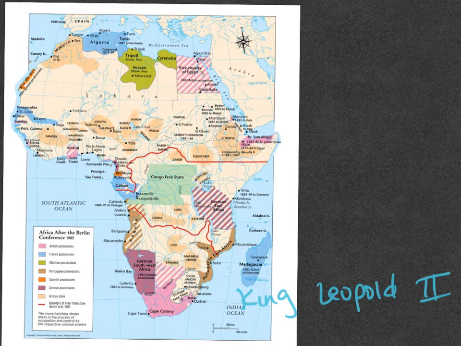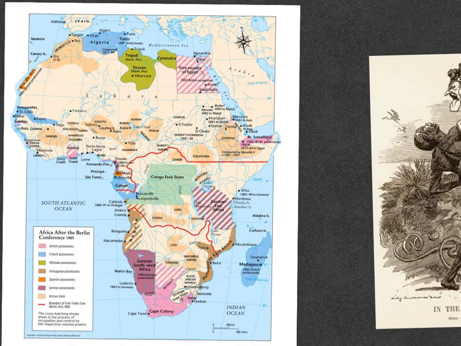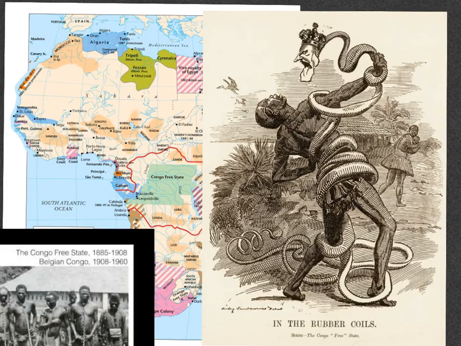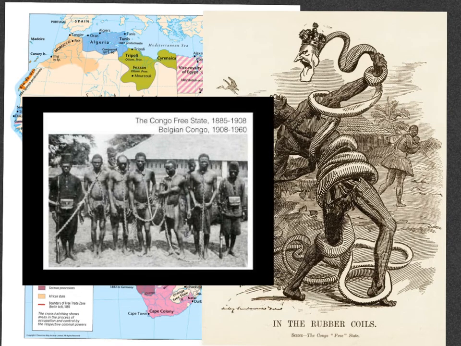Without any oversight and never bothering to actually set foot there, King Leopold's rapacious rubber collecting policies and outright greed resulted in the deaths of millions of Congolese from abuse, starvation, and execution until the Belgian government, with the help of British and American journalists, finally forced Leopold to hand over the colony to the government.